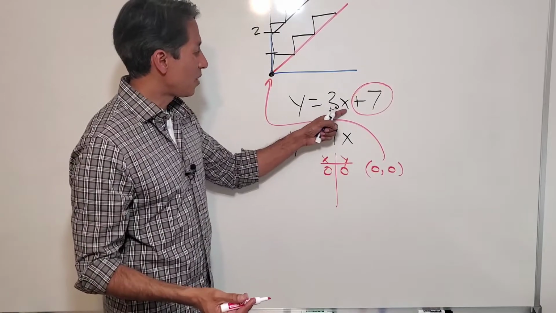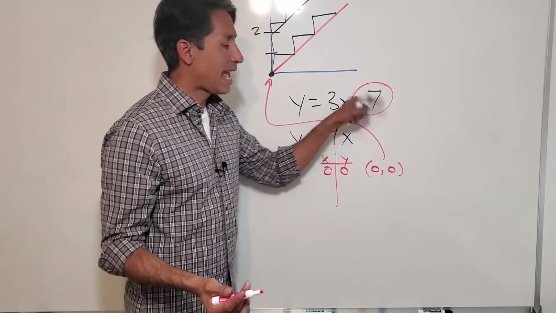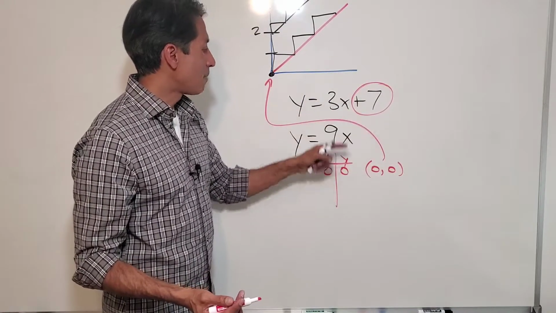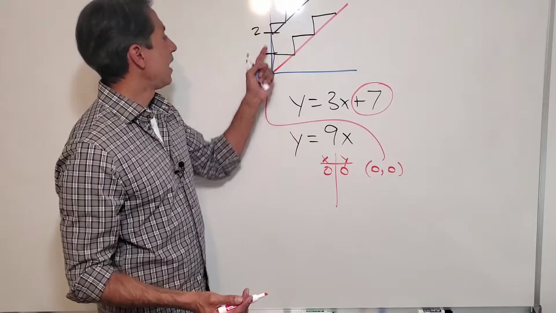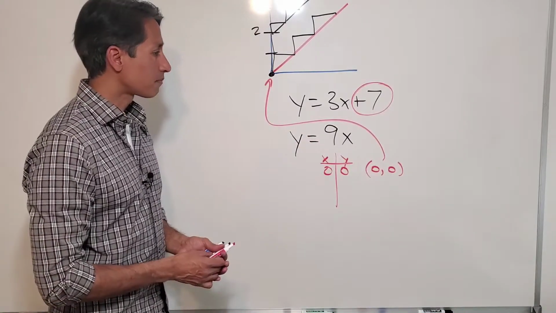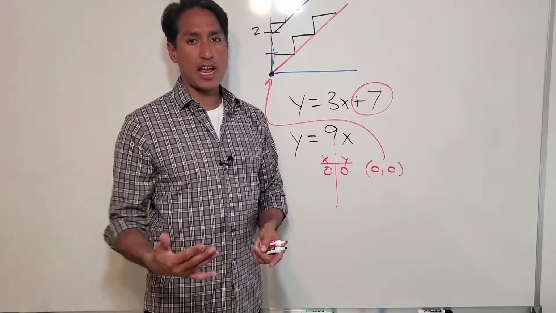If I did 0 here, 3 times 0 is 0, and that's great, but then I have to add 7 to it. And because I'm adding an amount to it, my numbers aren't going to be the same, and therefore this is not direct variation, okay? So I wanted to make sure we talked about that in this first segment of our chapter review.